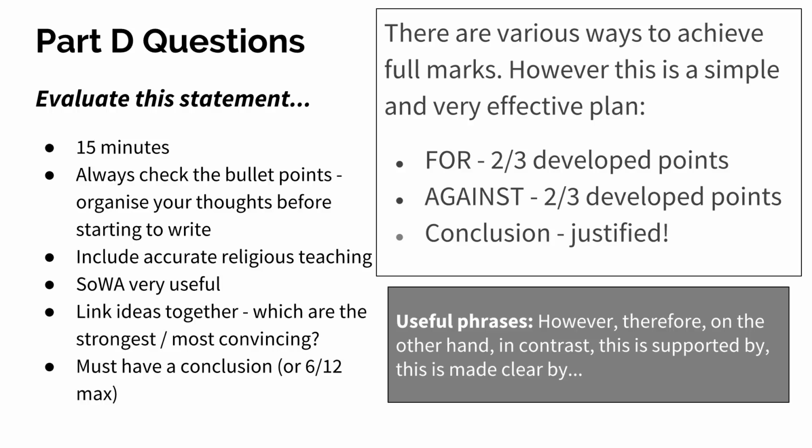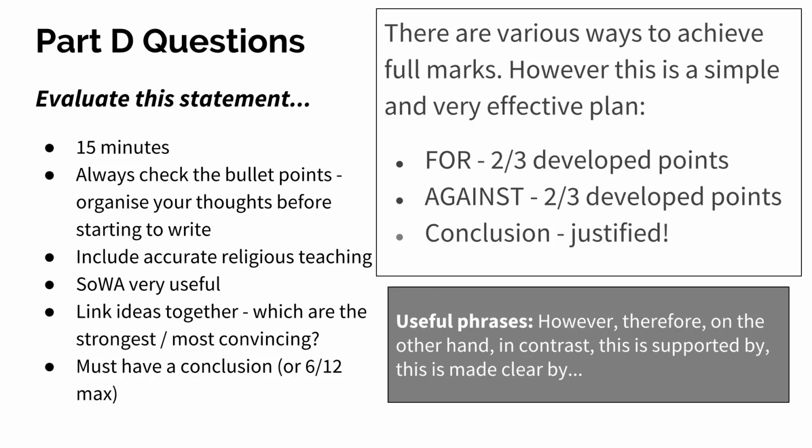It's really important that you do include some accurate religious teaching in this answer. So for those of you doing the Catholic paper, you need to know what the Catholic view is and make sure you put that the right way around. Sources of wisdom and authority are not compulsory in this, but I think they're really useful. I think they're really helpful to back up what the religious teaching is. It is crucial, if you want to get the highest marks in this, to link your ideas together, and also ask yourself the questions: what are the strongest, the most convincing arguments in this? And again, it must have a conclusion. Otherwise, you're only going to be getting 6 out of 12 marks for this.